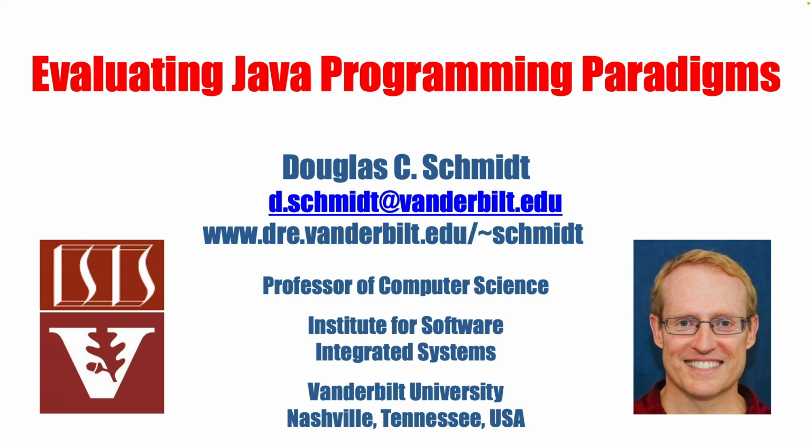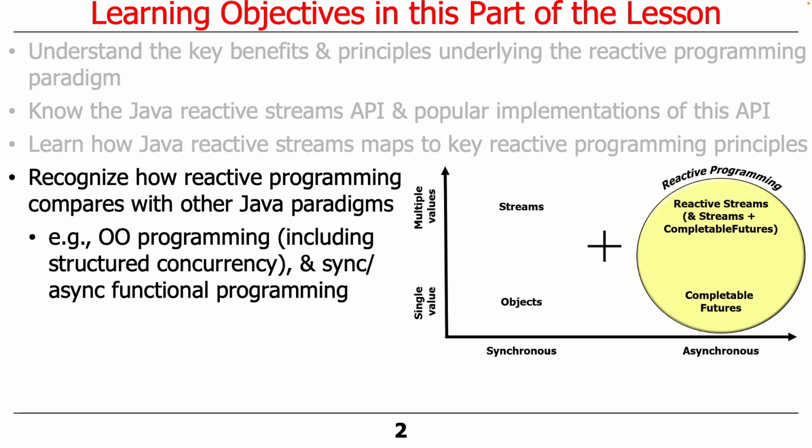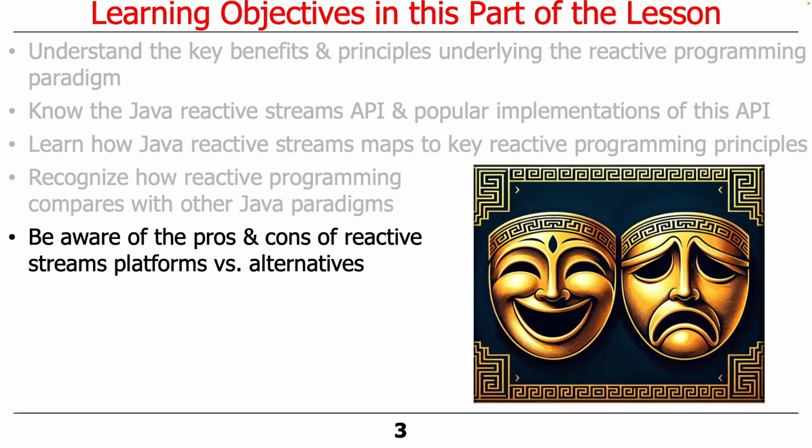So the final part of our overview lessons will evaluate all the Java programming paradigms that we've talked about in this class, and hopefully ones that you've brought with you from other courses where you learned about Java. And we're going to talk about things like object-oriented programming, including structured concurrency, and synchronous and asynchronous functional programming. We're going to basically come up with a nice little fourfold chart, kind of a quad chart, that'll allow us to compare and contrast the different paradigms and see what the pros and cons are.